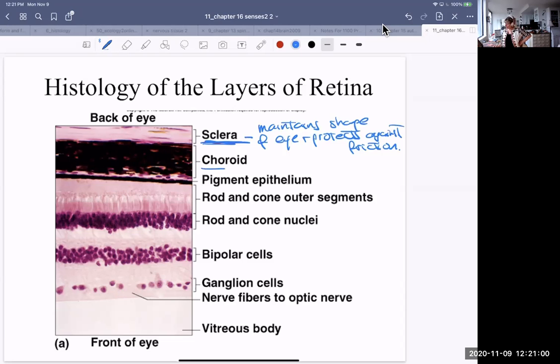And the next layer is the choroid. And that is, we did talk about this, didn't we? It's vascular, it's got a lot of vascularization. So it provides blood to the retina. So now we're in the retina, this part here.